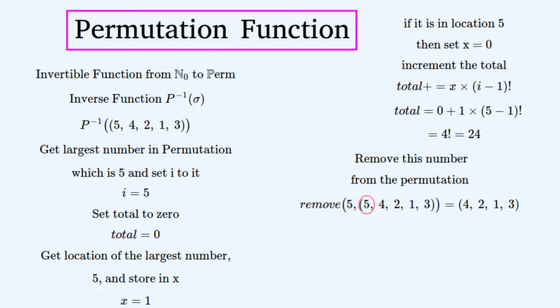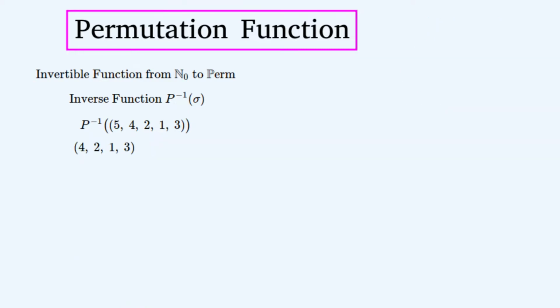Then we'll remove this number from the list, and we'll get a new list with a new length and largest number. We'll get the new largest number in this list by subtracting 1 from the previous value. So now we'll repeat all of these steps with this new list.